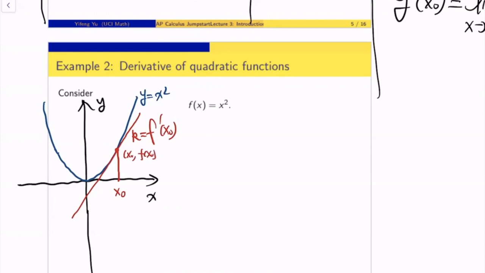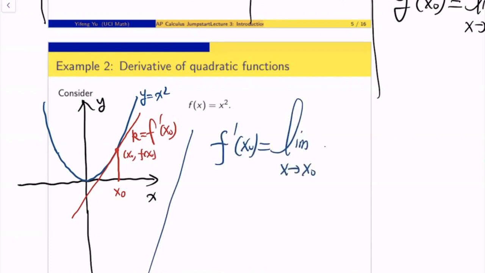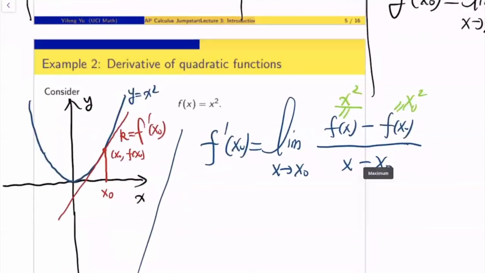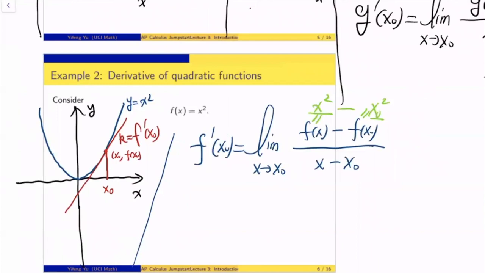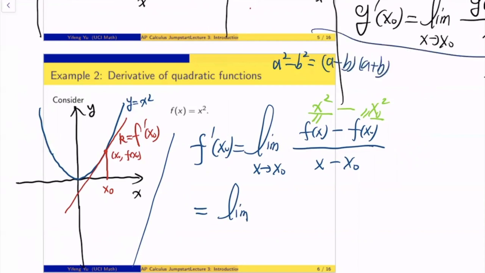Now let's analytically find it. By definition, f'(x0) equals the limit as x goes to x0 of f(x) minus f(x0) over x minus x0. We always just write out the definition. Then we know this one is x squared and this one is x0 squared. So what we have is x squared minus x0 squared. Let's use our favorite factorization: a squared minus b squared equals (a minus b) times (a plus b). So this is (x minus x0) times (x plus x0), divided by x minus x0.